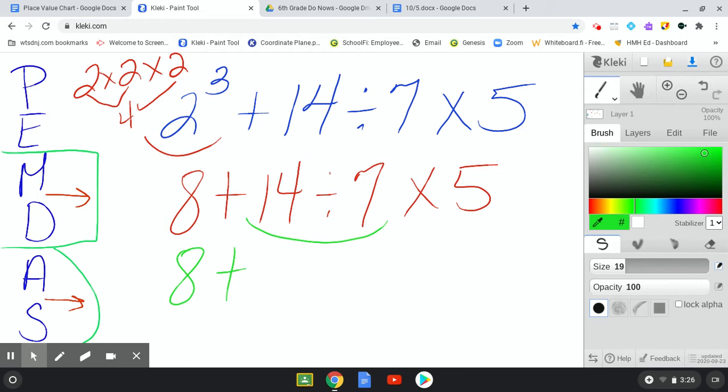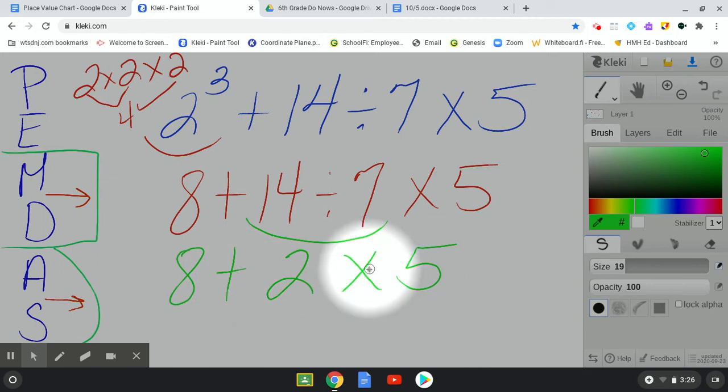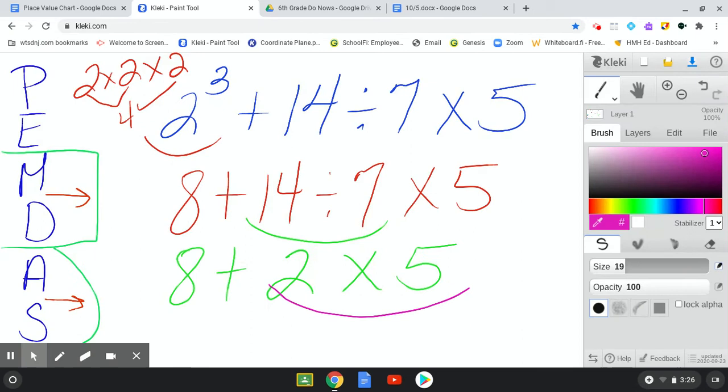14 divided by 7 is equal to 2. Drop down my multiplication sign. Drop down my 5. So now I'm left with addition and multiplication. Well, multiplication comes before addition, unless, of course, it's in parentheses, which it is not. So the next thing I'm going to solve is the multiplication.